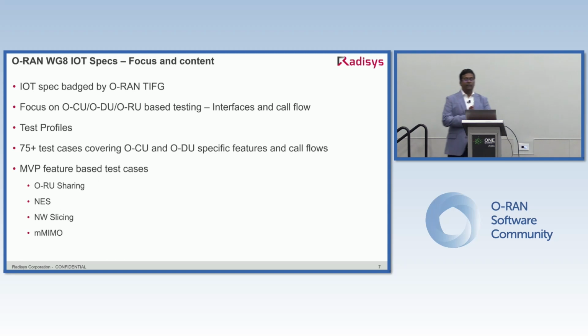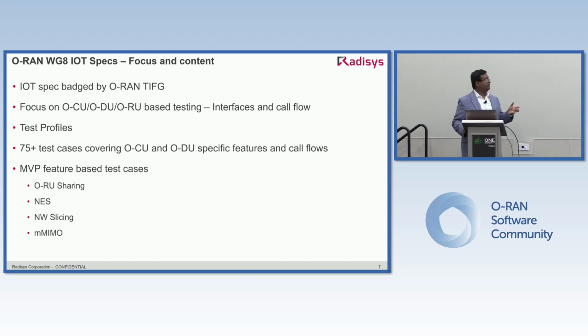About the test specifications, as I already said, there is a focus on OCU, ODU, and ORU interop, and we have written a bunch of test cases. Some of these are being picked up for the plugfest, and we have defined test profiles for different use cases, and these are now being referenced. And again, TFG, the group which looks at all the test specifications, also reviews our test cases, and there is an internal badging process that happens within ORAN Alliance. So this test specification from ORAN Working Group 8 is also going through that process.